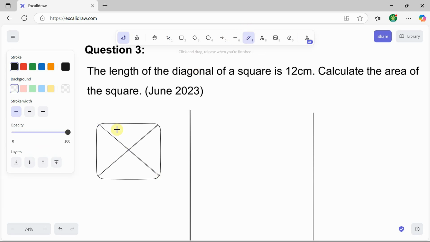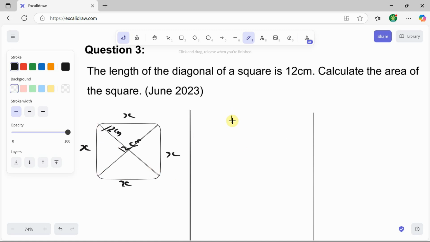Great. For a square, all the sides are equal. So if this side is x, this side will also be x, this side will also be x, this side will also be x, right? We know that already. Then this side here is 12 centimeter. This other side here too is 12 centimeter.